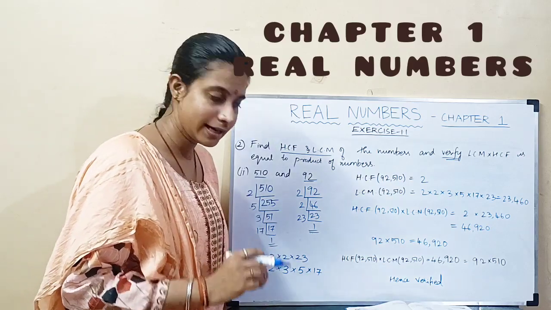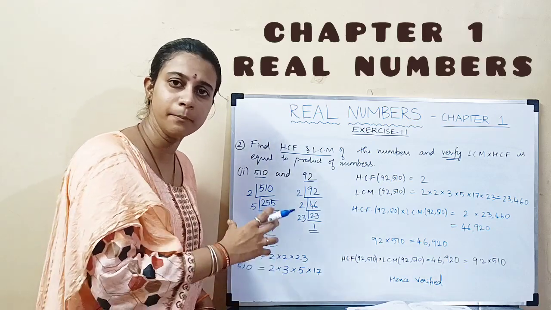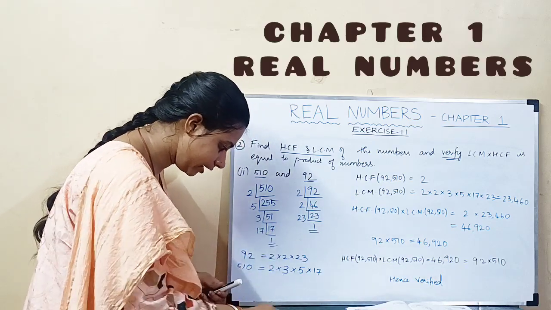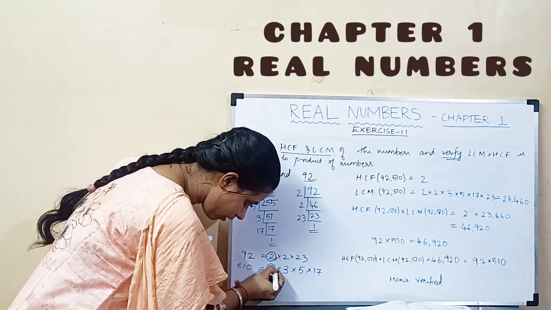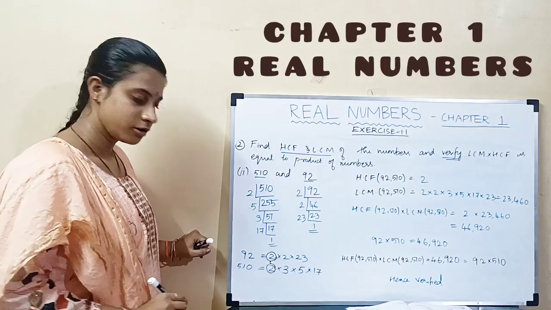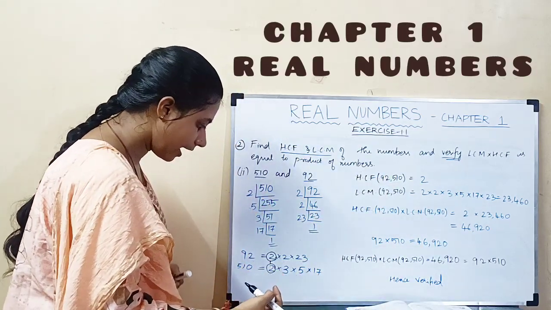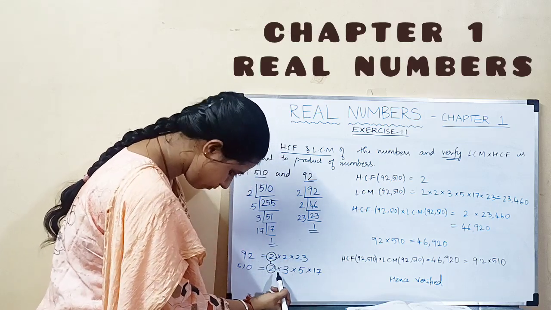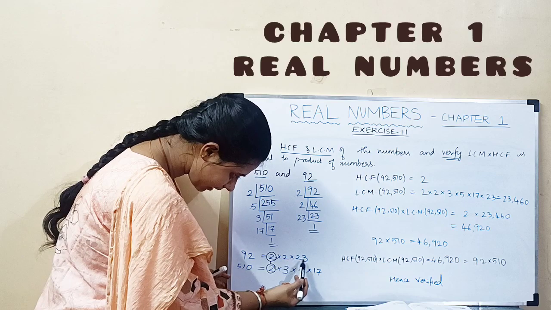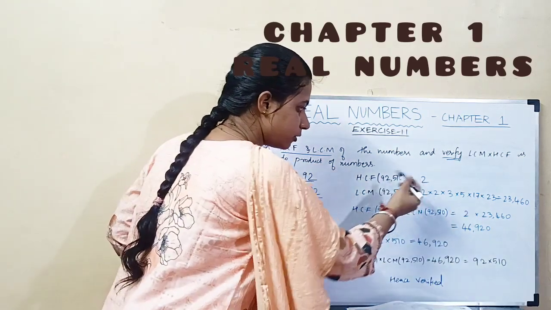Now, for finding HCF, we will see how many prime factors are common in both these numbers. So here, if we see, this 2 is common. So 1, 2 we will take for HCF, and let's check whether any other number is common in both these. Here there are no other common factors, so we will take HCF is equal to 2.